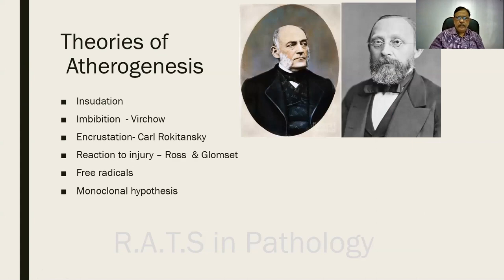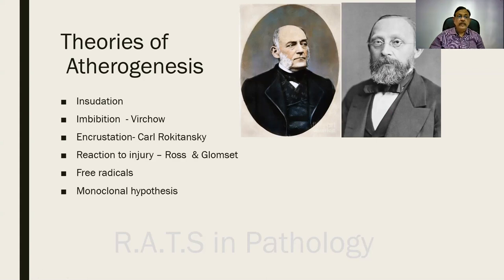The theories of atherogenesis. Sometimes they do ask it, and even otherwise it is better that we know. There is a theory of insudation or imbibition. It was thought that when your blood contains a lot of cholesterol, it percolates into the wall, and that is called imbibition or insudation. Basically, it is something like a pinocytic vesicle that is going inside.